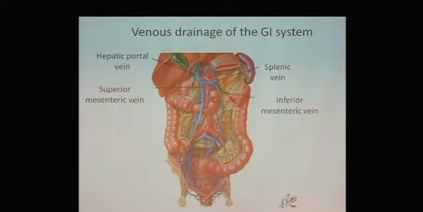So all of these veins, the inferior mesenteric and the superior mesenteric and splenic vein, draining the foregut, midgut, and hindgut, are going to end up in the hepatic portal vein, go through the liver, get processed, and then go into the inferior vena cava.